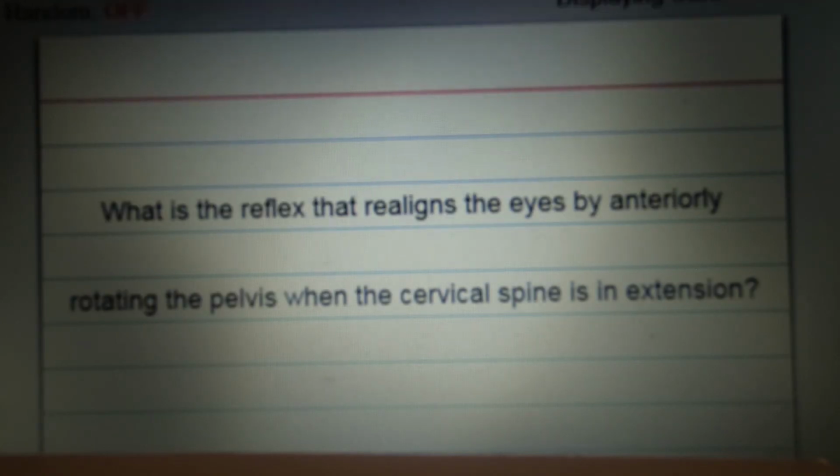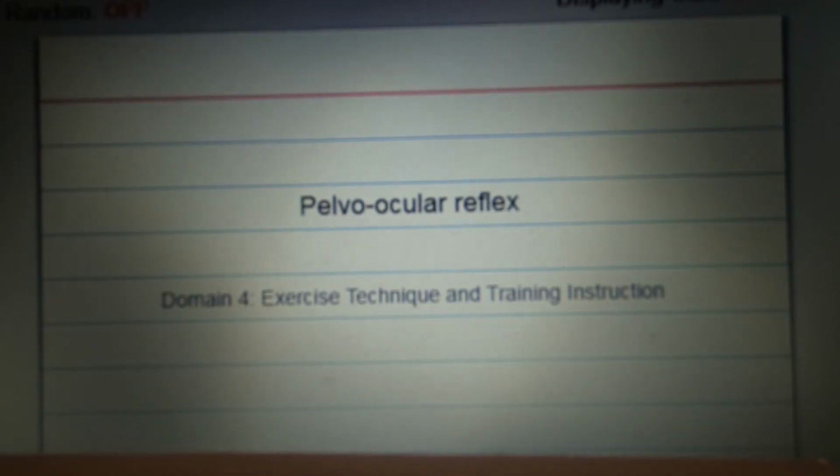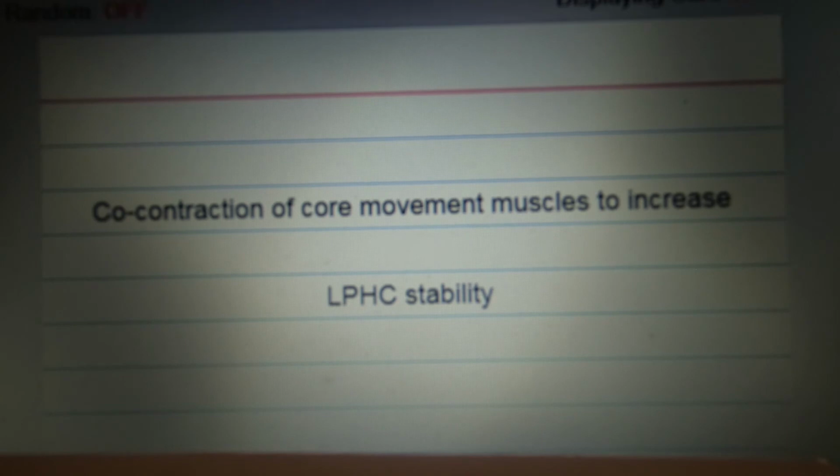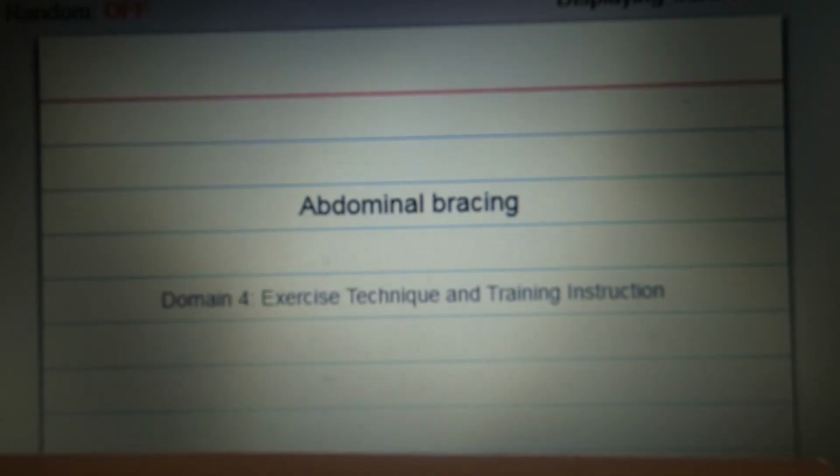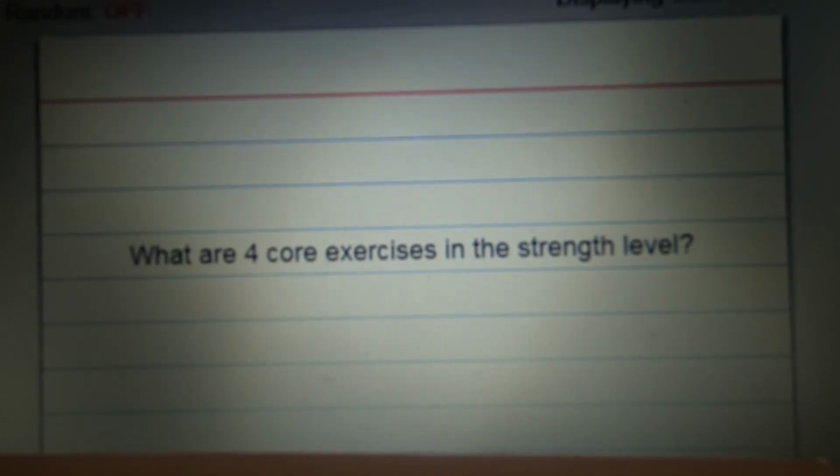What is the reflex that realigns the eyes by anteriorly rotating the pelvis when the cervical spine is in extension? Pelvo-ocular reflex. Co-contraction of core movement muscles to increase LPHC stability. Abdominal bracing. What are 4 core exercises in the strength level?